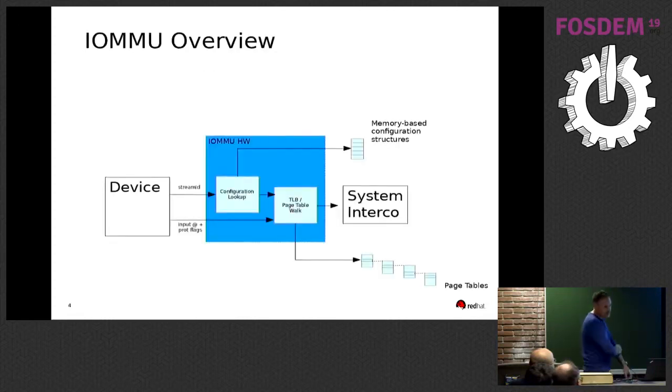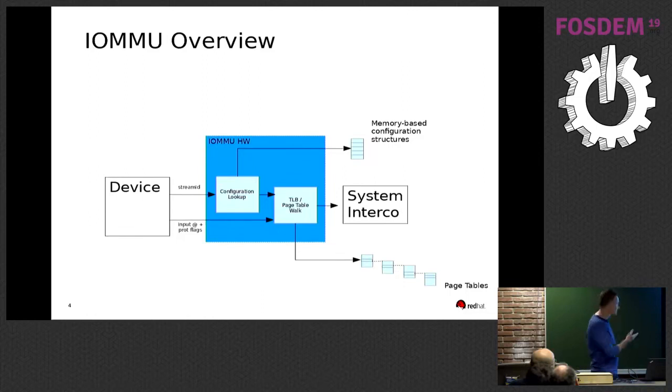So the IOMMU is a hardware block that is put in between a DMA-capable device and the system interconnect. Its job is to translate the DMA requests that are expressed in a given address space into an output address space. And on top of that, it also performs some permission checks on the transactions.